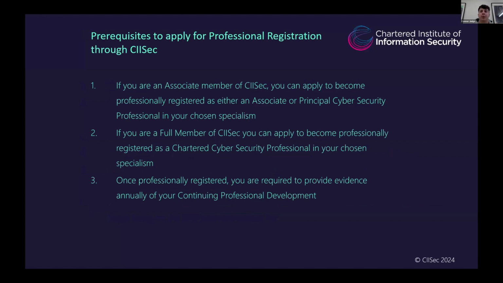So prerequisites to apply through SciSec for professional registration. To apply for associate or principal, you need to hold associate membership of us. And if you're looking to apply for charter, you need to hold full membership to SciSec. I'll get onto those two levels in a moment and how you go about achieving those. And once you are professionally registered, there is a requirement that you submit CPD annually.